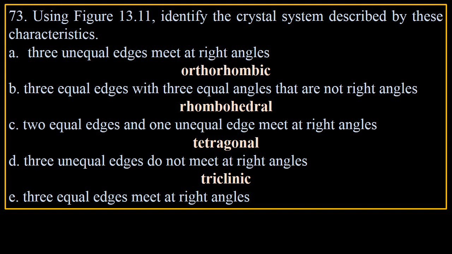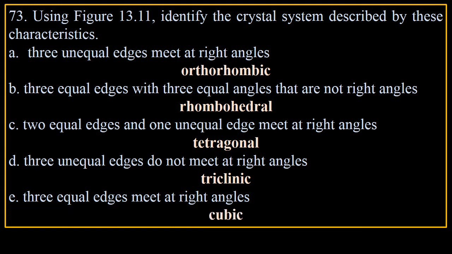Three equal edges meet at right angles. Three equal edges, and that's cubic. That's right. That's absolutely cubic. That's cubic. That one's the easy one. Okay, let's see. What do we have next?